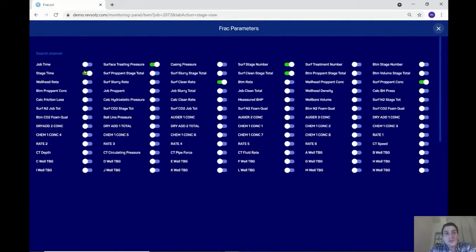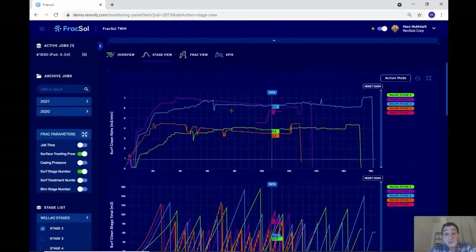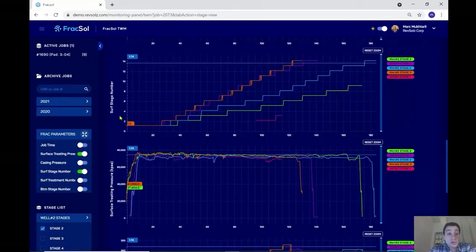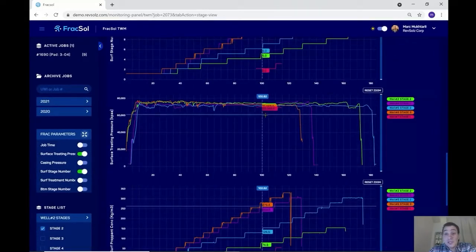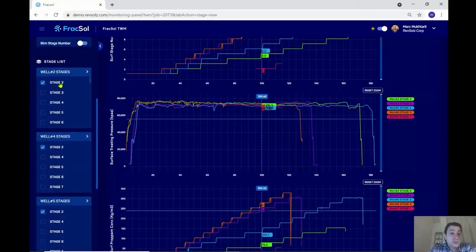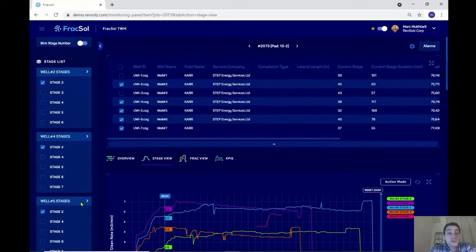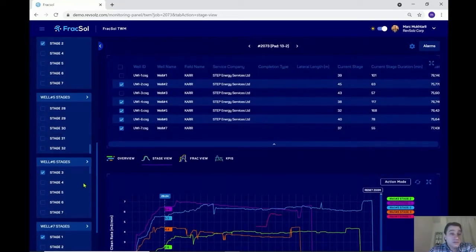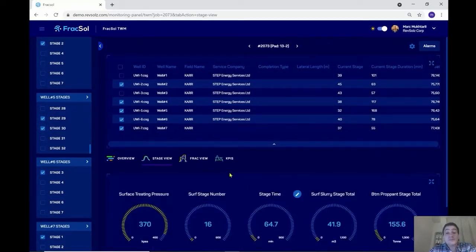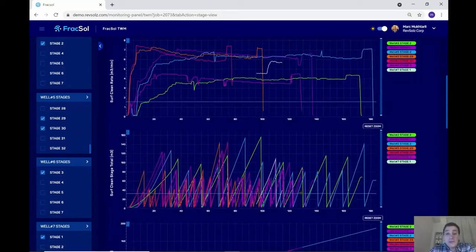For the frac parameters, all you have to do is turn them on and off, and they're going to pop up in the main screen. Then just scroll down and see all your frac parameters and the overlay of your stages and wells. The stages and wells can be selected from the sidebar. Once you select the wells from the top, in the sidebar you select the stages. You can add as many stages as you want into the charts, and they're going to populate all the data.